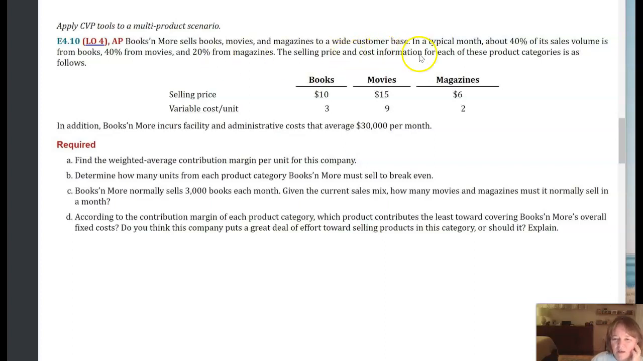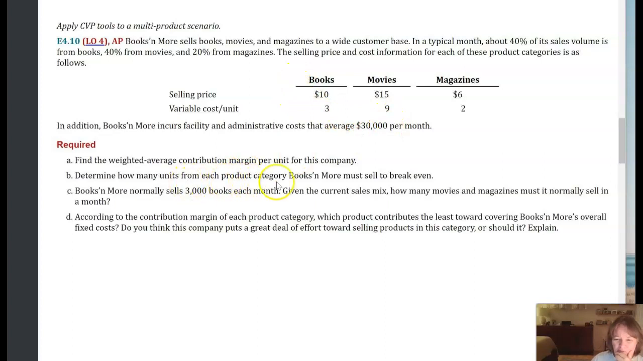The selling price and cost information for each of these product categories is below. So they gave us the selling price and the variable cost. What we're going to do is figure out the contribution margin for each one of these. They tell us that they've got fixed costs of $30,000. So what we're looking at is how many of these we need to sell to cover that $30,000 per month. Find a weighted average contribution margin. That's what we're going to do, find a weighted average contribution margin for the whole thing.